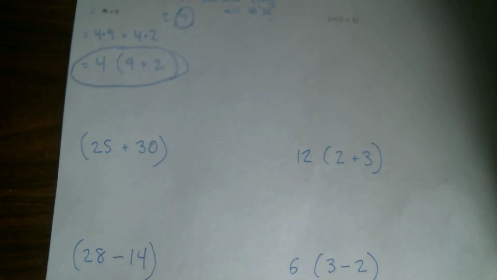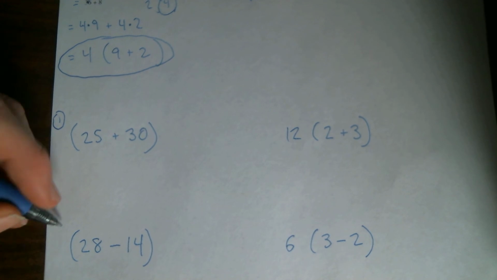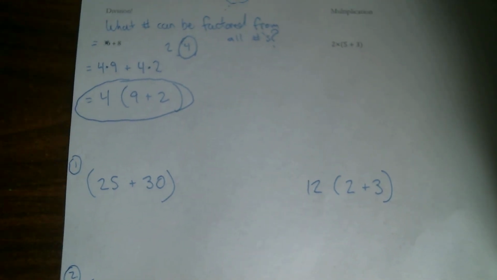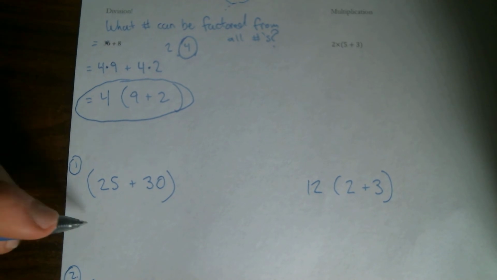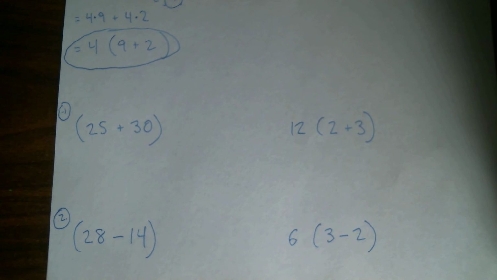I've shown 2 down here for you. I've got number 1 right here, 25 and 30, and number 2 right here, 28 and 14. See if you can use this example to help you pause and go through these 2 examples on your own.